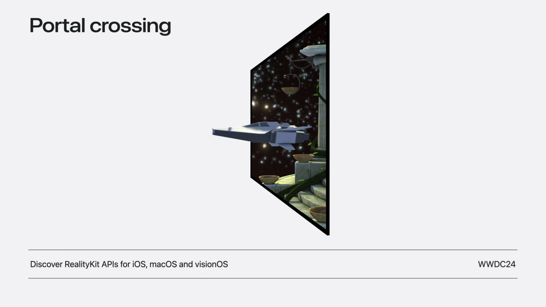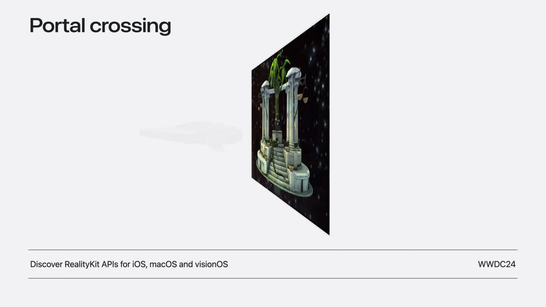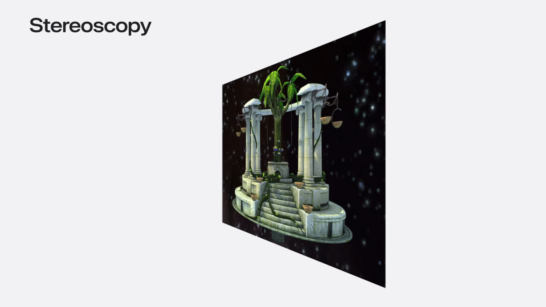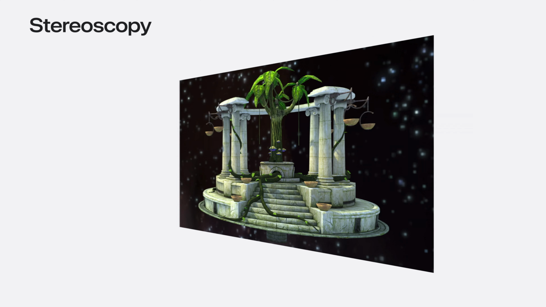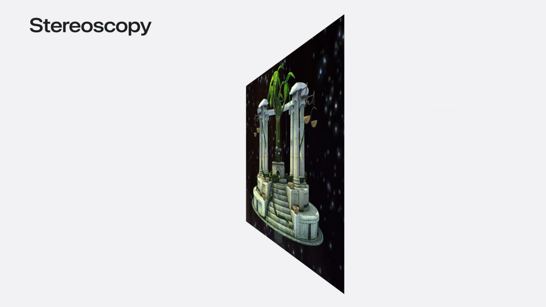If you want objects to come out of the bounds of the rectangle, you can render them with RealityKit and APIs such as the new Portal Crossing API. See the video Discover RealityKit APIs for iOS, macOS, and visionOS for an example of Portal Crossing. And if you don't use the player's head position, then the scene will look projected when viewed from the side. I will present later on how to use the head position.